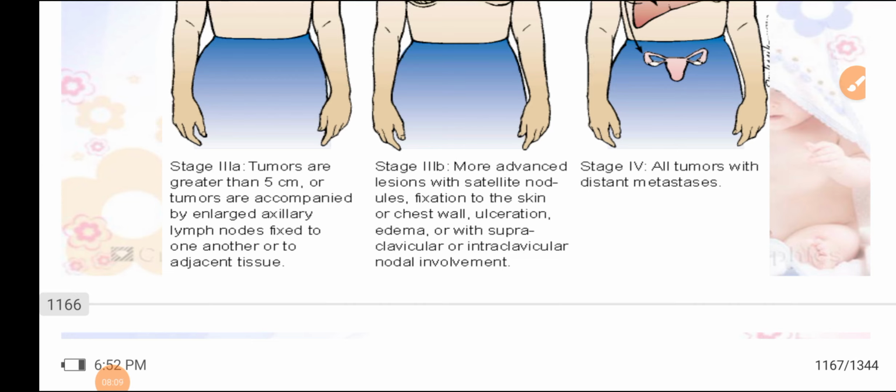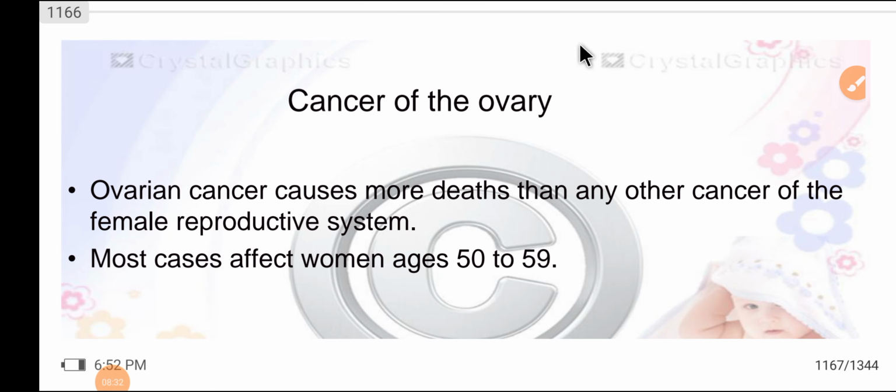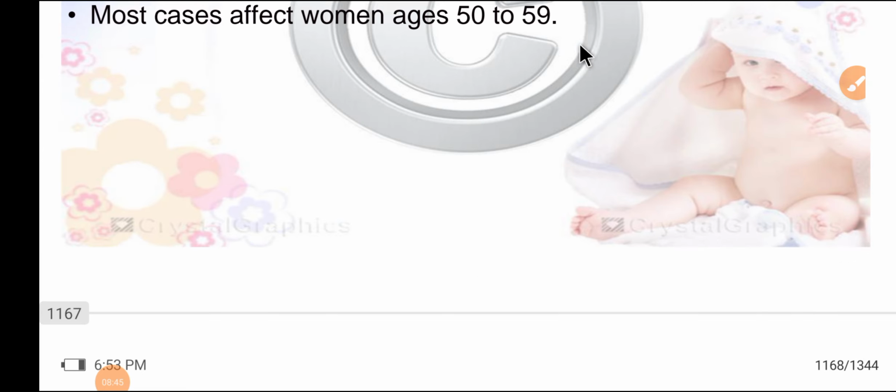Stage 3 more advanced lesions with satellite nodules, fixation to the skin or chest wall, ulceration, edema, or with supraclavicular or infraclavicular nodal involvement. Stage 4: all tumors with distant metastasis. Cancer of the ovary. Ovarian cancer causes more deaths than any other cancer of the female reproductive system. Most cases affect women aged 50 to 59.